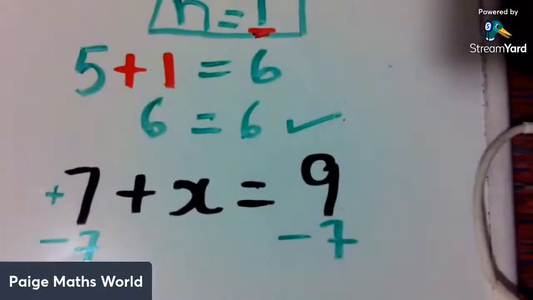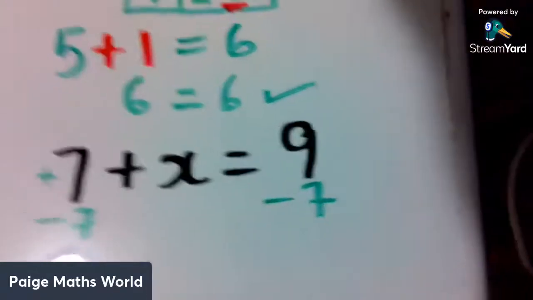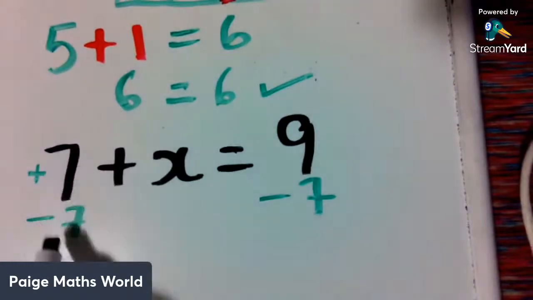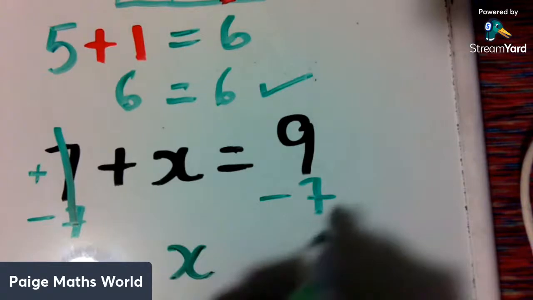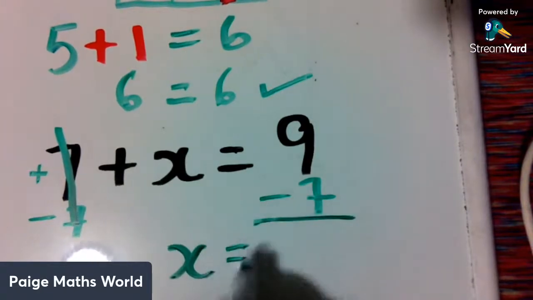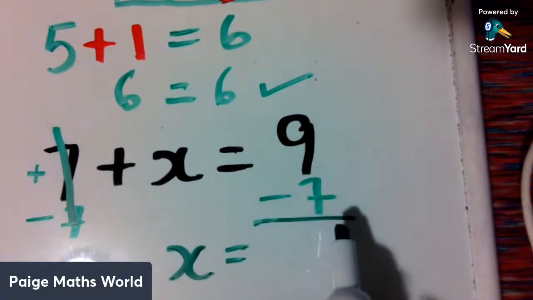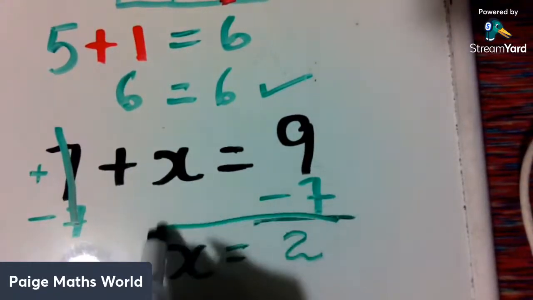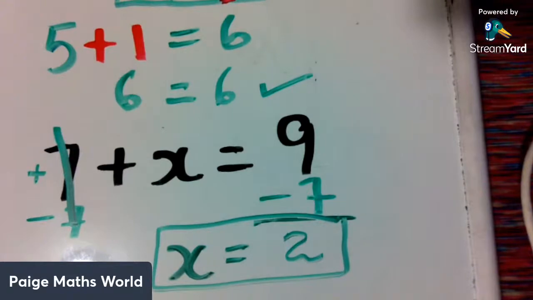Hold on a second, let me set this camera. So now we have 7 take away 7, that's 0, that's gone. So we have x, and now 9 take away 7 is equal to 2. And so x is equal to 2. So yes, Raymond, you are indeed correct. x is equal to 2.